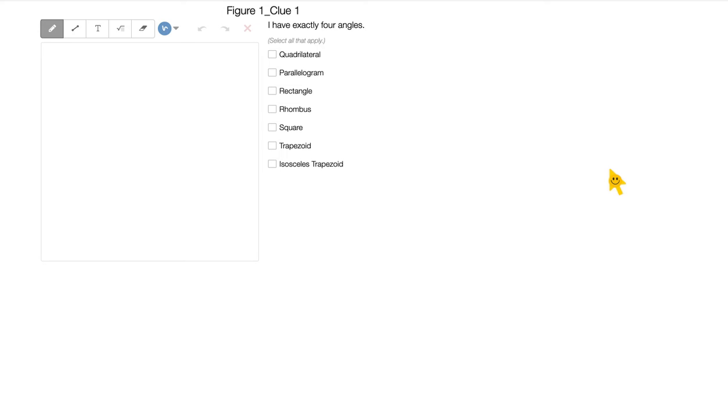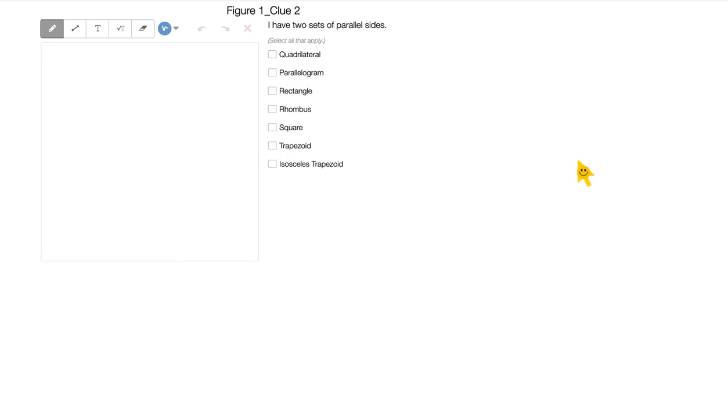I'm sorry, we're talking about quadrilaterals. Everybody has 4 angles. So you are correct. You need to click yes to all of these options. Let's see if we get other clues that might help you narrow it down.